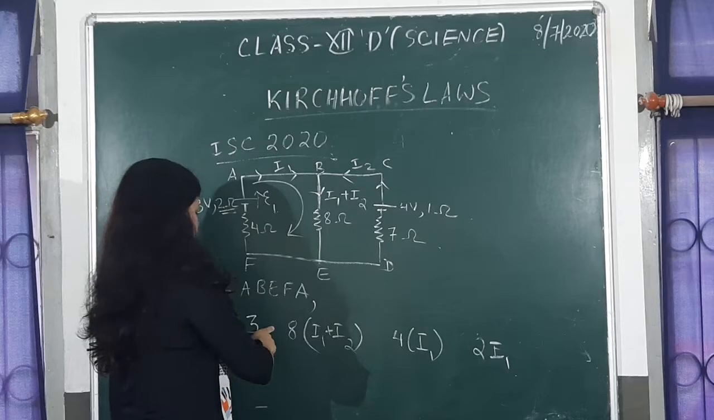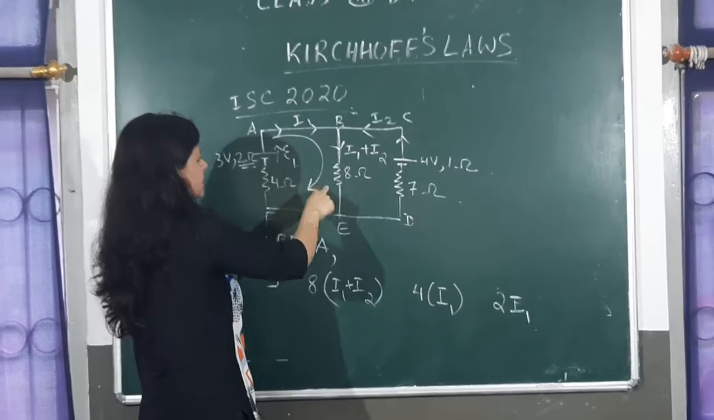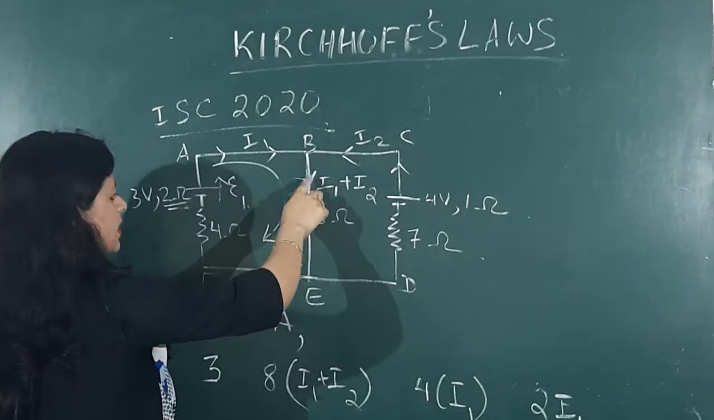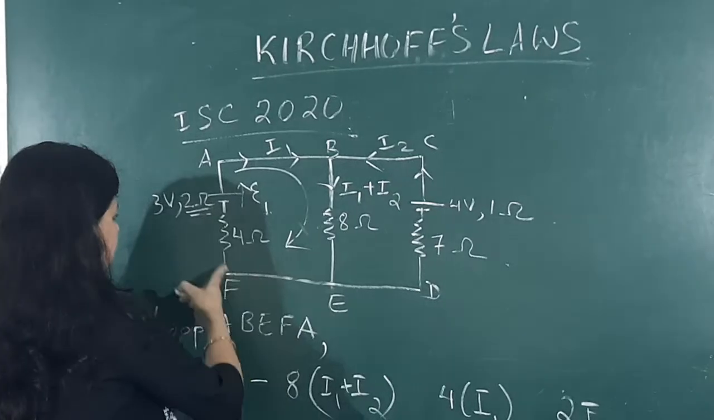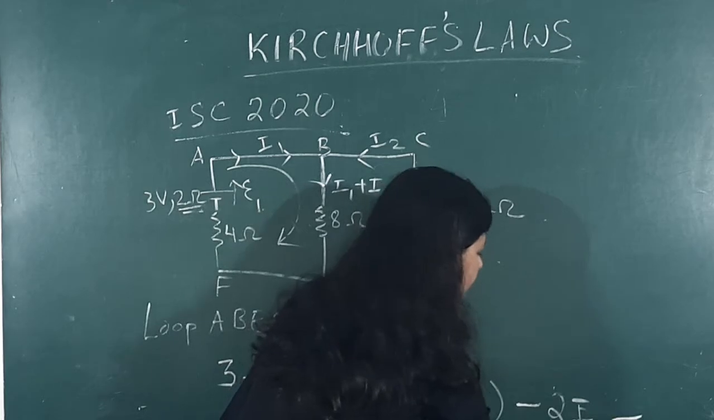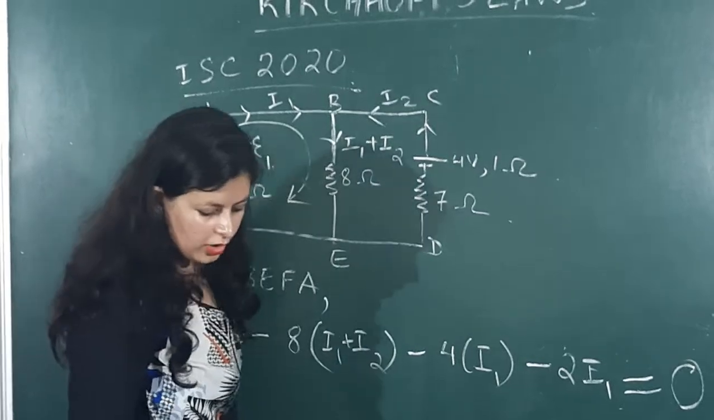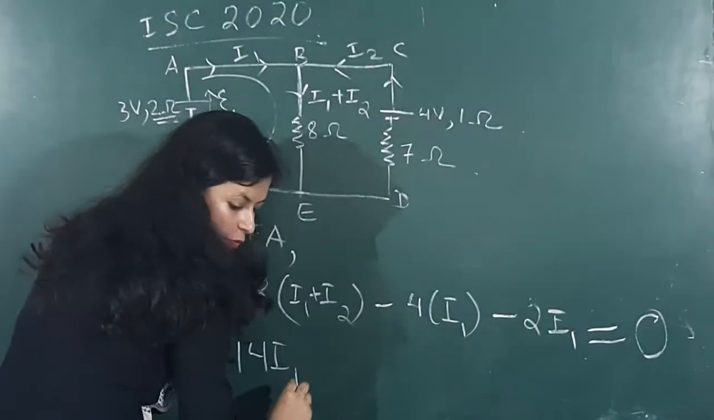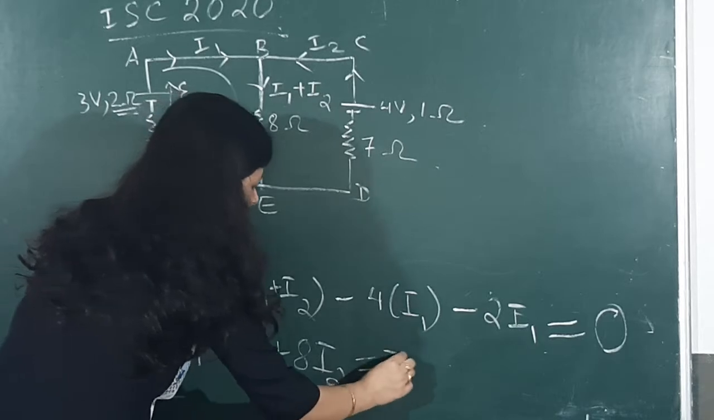See, I have not assigned any sign to these. I am going to do it now. While you are crossing this resistance, the loop is coming in the downward direction, the current is also coming in the downward direction. So same direction, supposed to assign negative, same direction, negative, same direction, negative. According to Kirchhoff's voltage law, the sum of the potential drops across all the elements is equal to 0. On solving, you are going to get an equation 14I1 plus 8I2 is equal to 3.